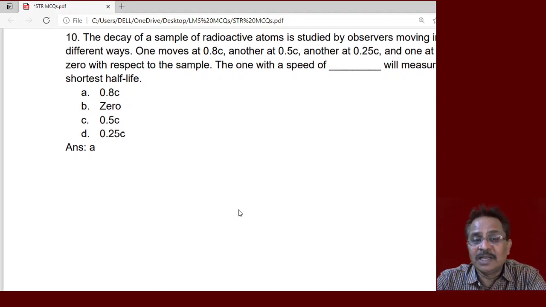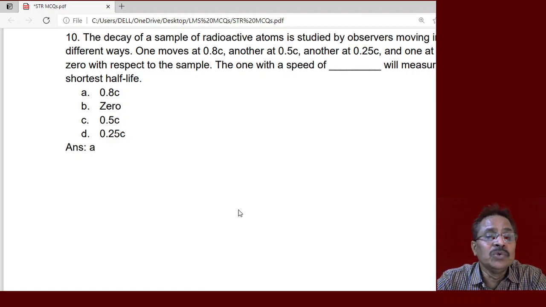Again, this is related to a very interesting concept. The decay of a sample of radioactive atoms is studied by observers moving in different ways. There are several observers in different types of motion. One moves at 0.8 c, another at 0.5 c, another at 0.25 c, and one at a speed of 0. That means this particular phenomenon is observed here.